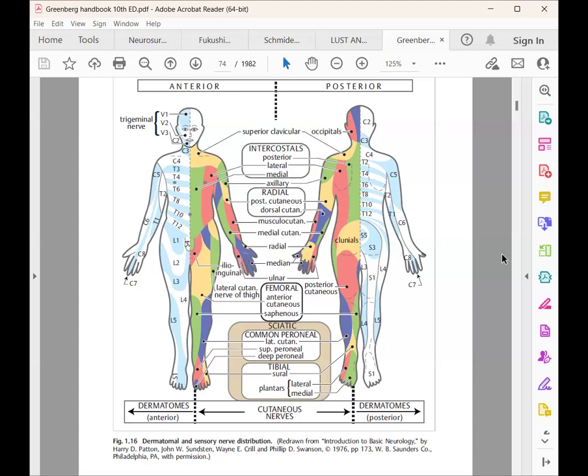Both of these are also branches of the tibial nerve, and one is the sural. Sural is supplying the S1 area. So this is basically the dermatomal and the cutaneous nerve distribution.